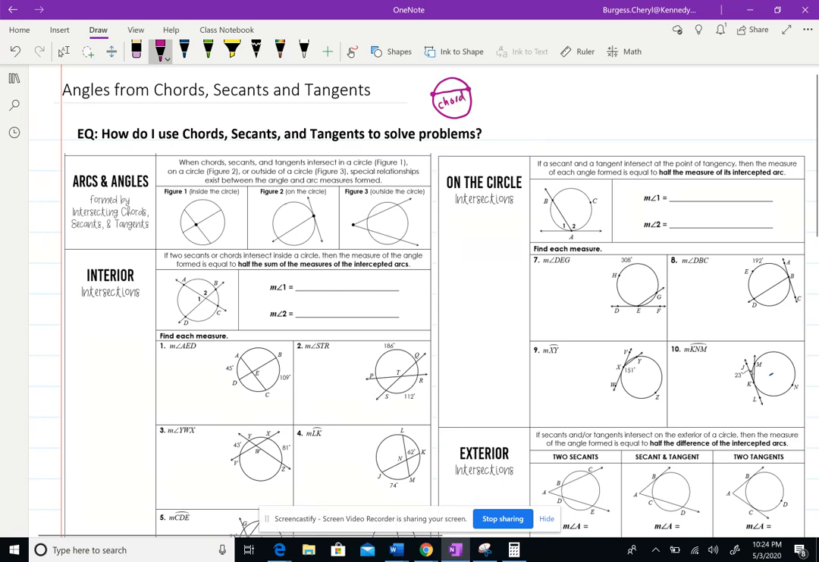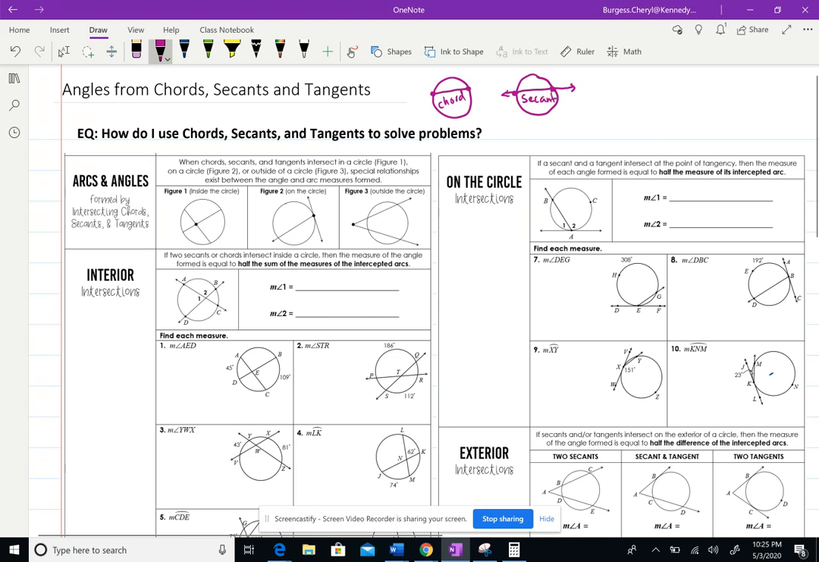Okay. A secant is a line with points on the circle. So don't forget what a line is. Okay, a straight line that continues infinitely in both directions with points on the circle. So this is a secant.